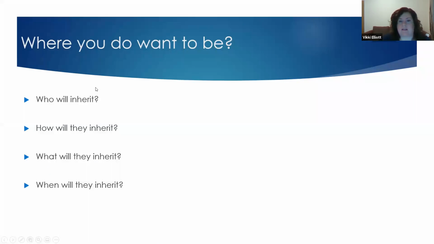From there, the next step is to think about where do you want to get to. So this is really thinking about who's going to inherit. So is it children, grandchildren, other family members, friends, colleagues? How are they going to inherit? This often comes down to ages or degree of control. So is there going to be a trust involved? And if so, what type of trust? What is it that you're trying to protect using that trust? What are they going to inherit?